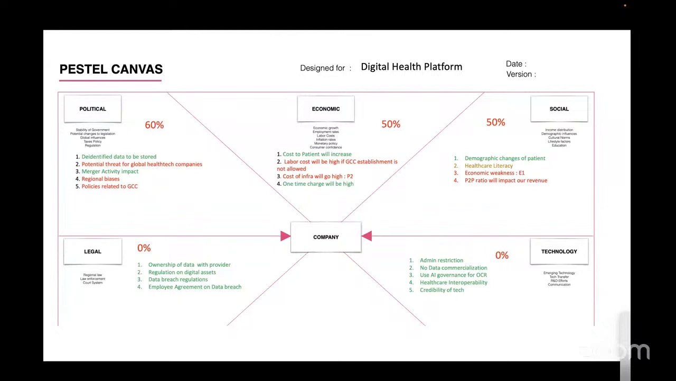Ownership of data with provider. Provider means like hospitals. Let's say you build a digital health platform for the hospital. Who is the owner of the data? Hospital is the owner of the data. So we are not the owner of the data. So that's why we don't have much liability. So we will not fall under those regulations, those policies, if we don't own the data, and we don't want to own the data.